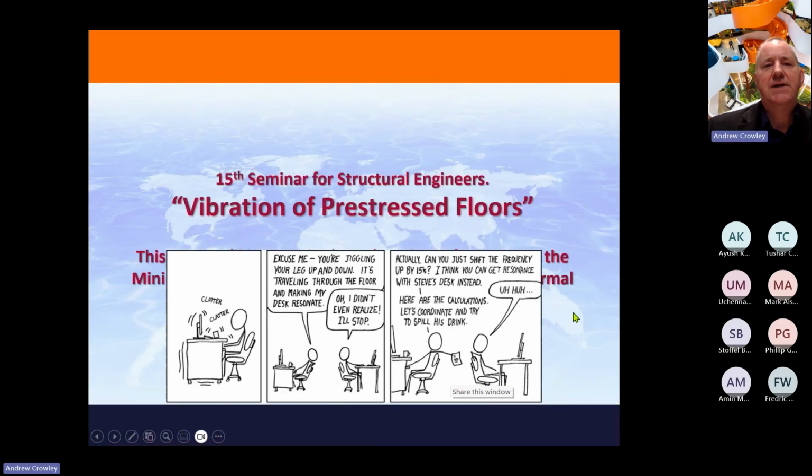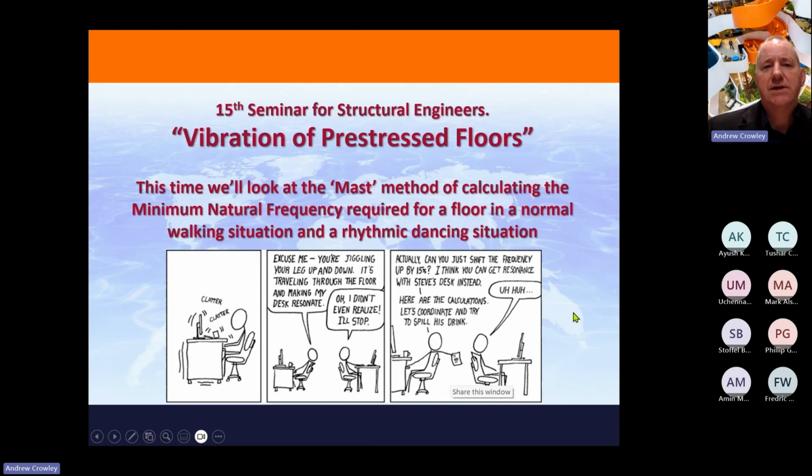So this is the 15th seminar for structural engineers, 15 already. This time we're going to look at the Mast method for calculating the minimum natural frequency required for a floor in a normal walking situation or a rhythmic dancing situation. Now, the Mast paper itself does go on to the third category of machine-induced vibration, but we won't go into that today.